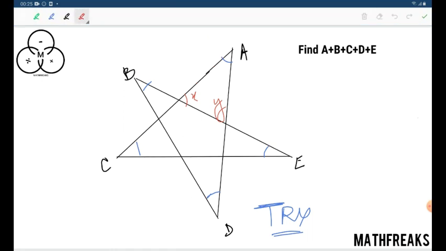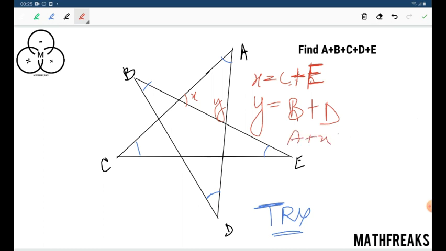I hope the question is finished. By the exterior angle property, x can be written as angle C plus angle E, and y can be written as angle B plus angle D. So A plus B plus C plus D plus E is what? Simply A plus x plus y, which equals 180 degrees by the angle sum property, which is our answer.